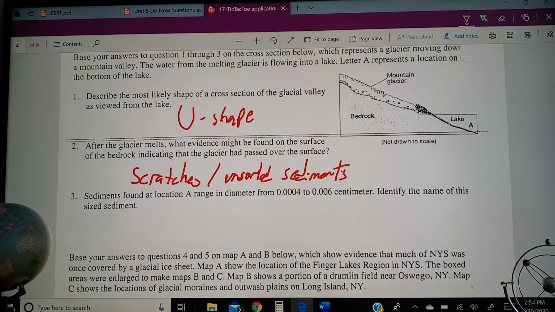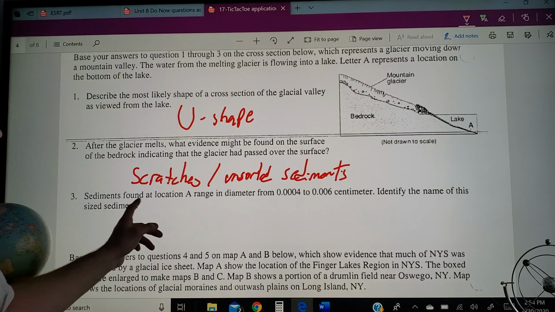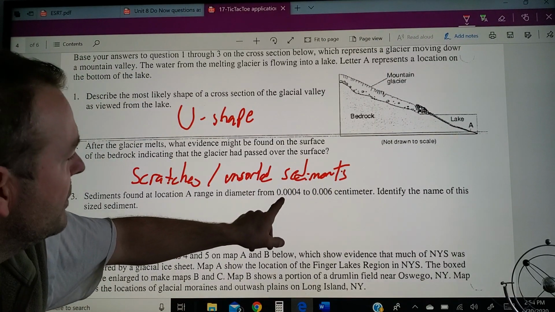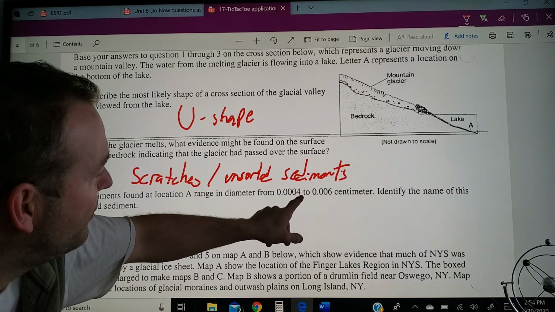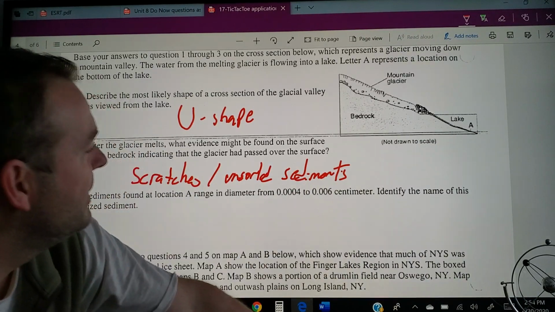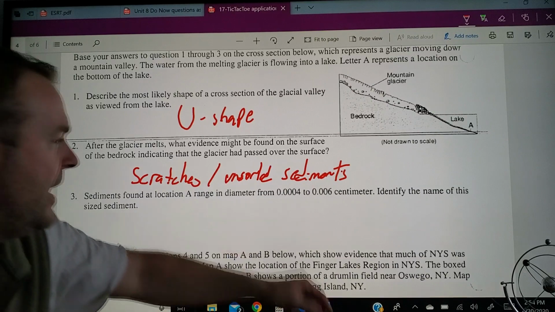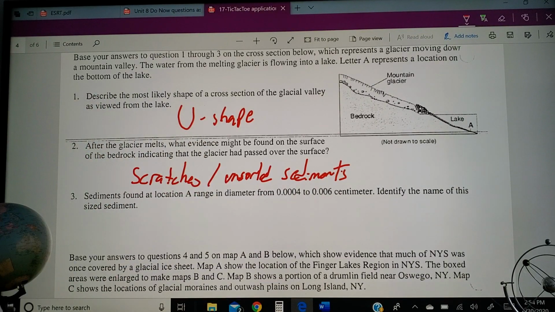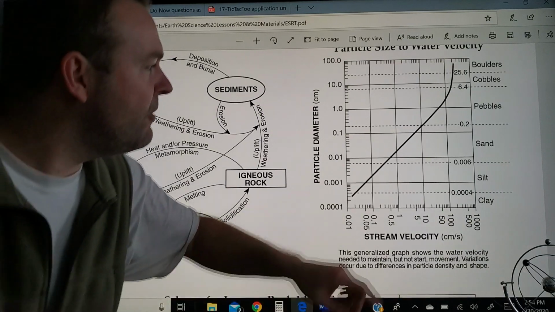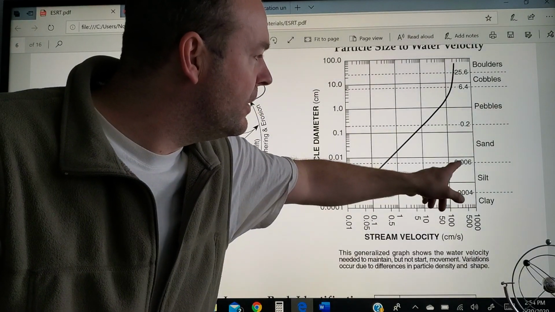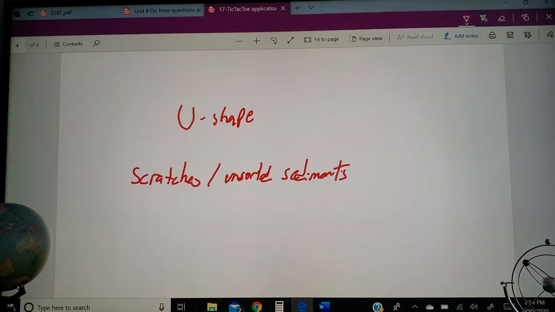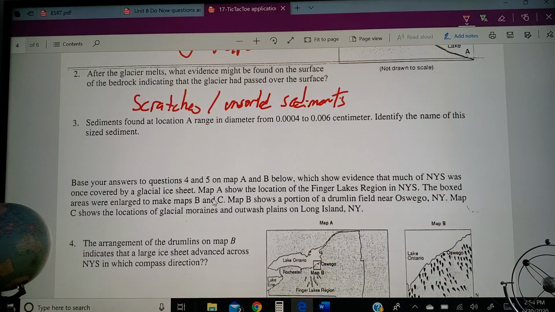All right. The third one there, the range that was found at location A was, holy cow, 0.0004 to 0.006 centimeters. Identify the name of this sediment. Again, go back to that size chart, find your range, you'll find that sediment. And if you look carefully, there it is, right? It's in between those two numbers, so you're talking about silt. All right? That's what's going on right there.